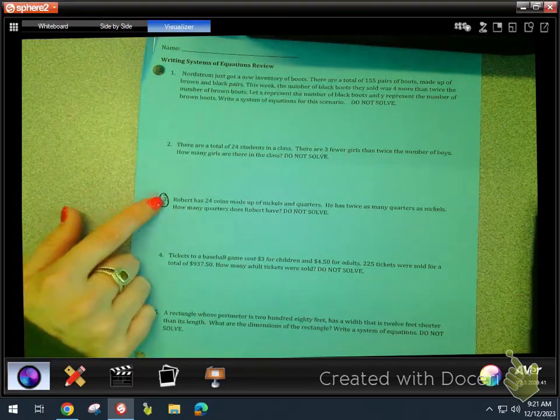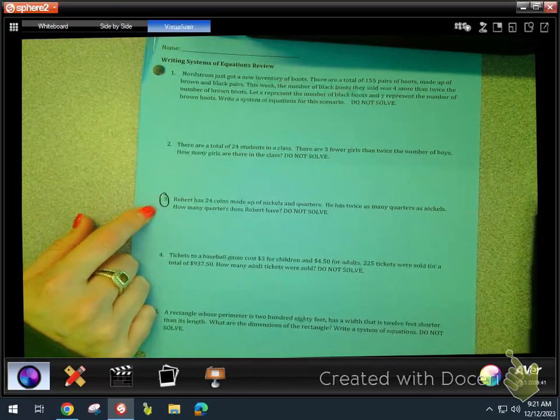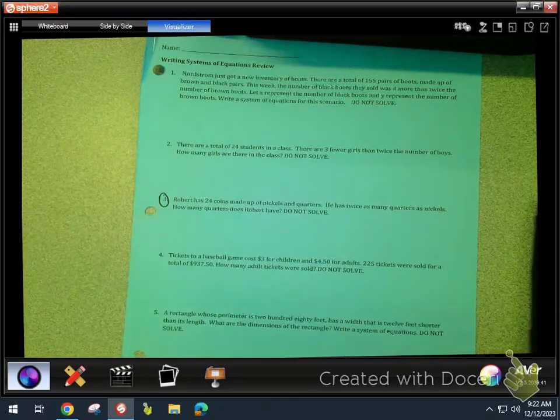All right, read number 3 to yourself on the front page. Read this story. Number 3. I just don't think we've seen one like this yet, so I just want to go over it real quick.